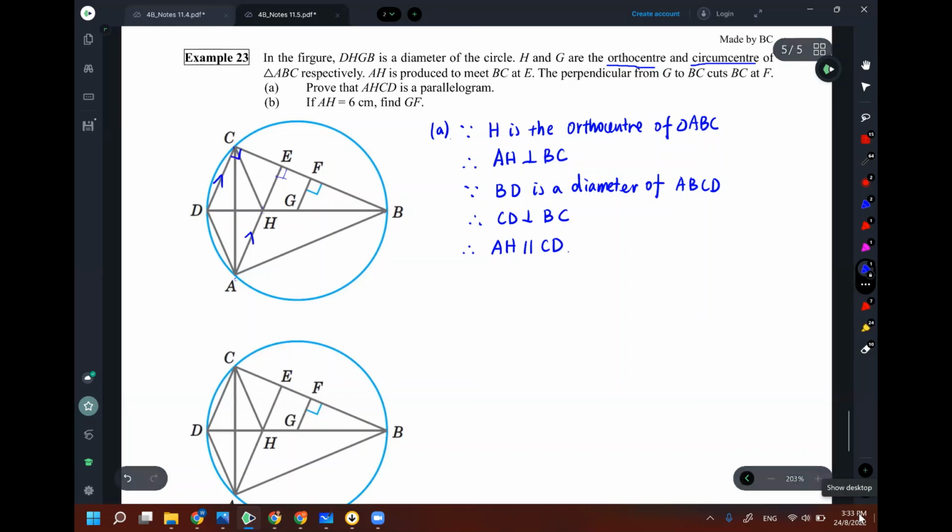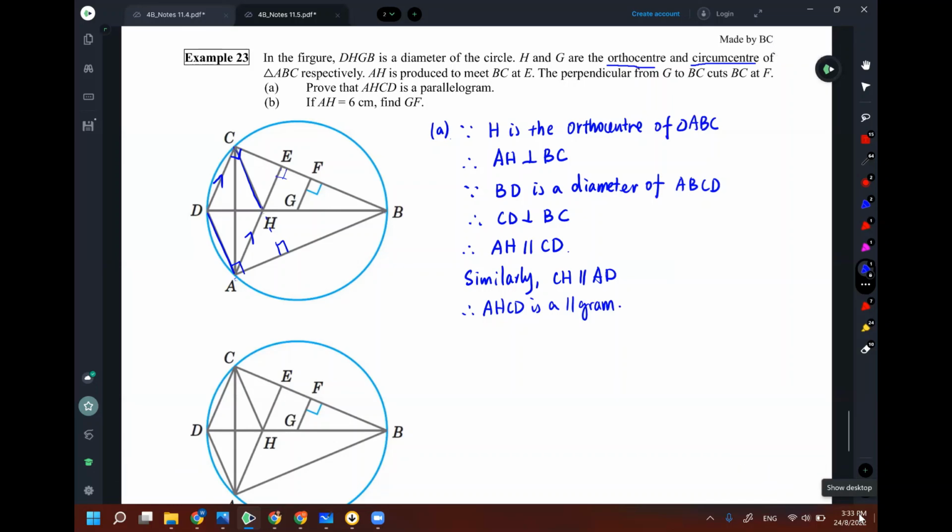Or you can say the corresponding angles are equal, but that's not necessary. I think it's enough to just present that. Okay. Now there is another pair of parallel that is CH and AD, and it's similar. It's similar because this is perpendicular and perpendicular. So you can say similarly, CH is parallel, not perpendicular, parallel to AD as well. Therefore, AHCD is a parallelogram. And since we're using the definition, no reference is needed. That's part A.